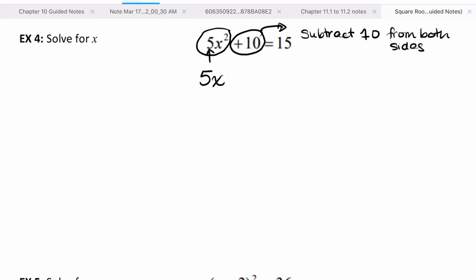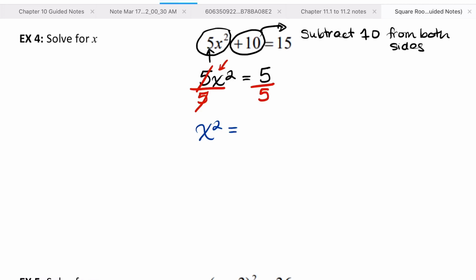Now you don't want to divide by 5 first. You probably want to subtract 10 first. And so I'm just going to do that mentally. And 15 minus 10 is 5. And then it becomes a matter of just dividing both sides by 5. And then you have x squared, which is our objective. We want to get x squared to be the only thing that's left on one side so that we can apply that square root principle to both sides.